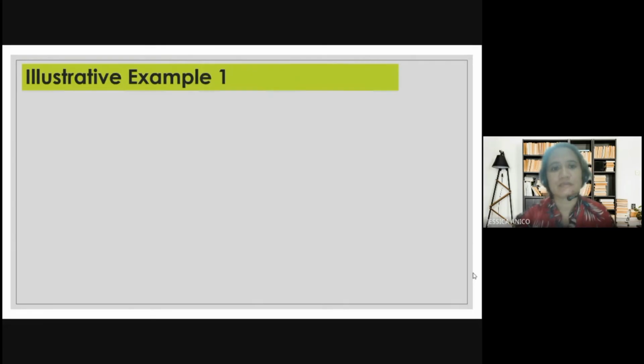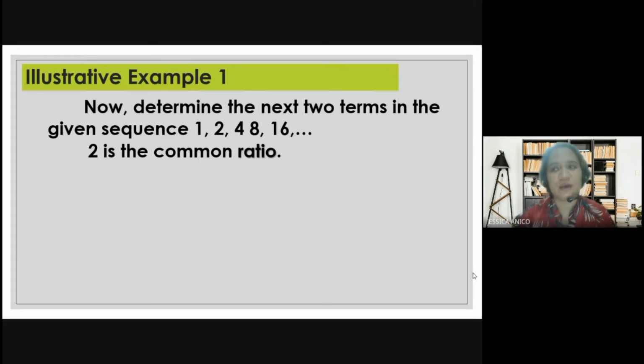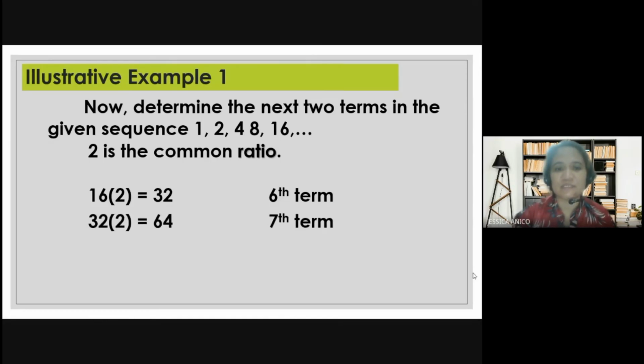And let's continue. So now that we have determined that the given sequence is a geometric sequence, let us try to find the next two terms in that given sequence, given that the common ratio is 2. Let us try to have the sixth term. Sixth term is 16 times 2, which is 32. And the seventh term is 32 times 2 equals 64.